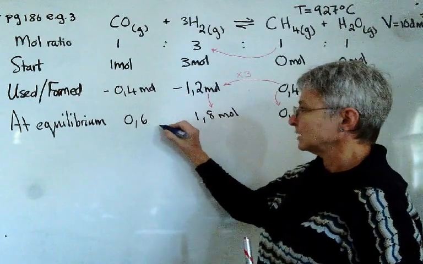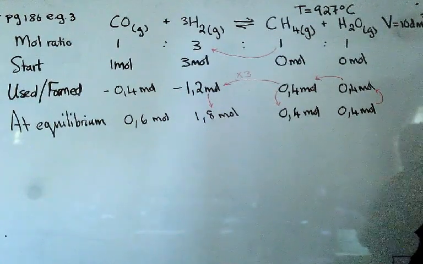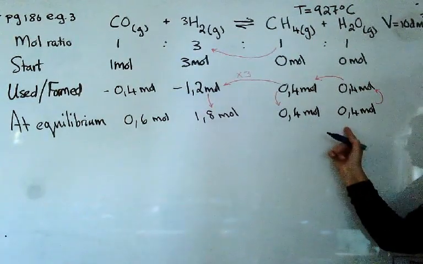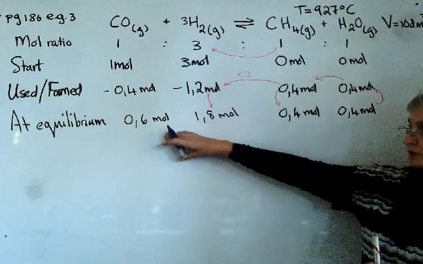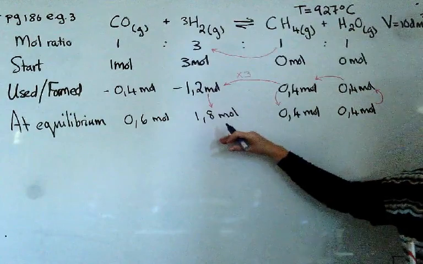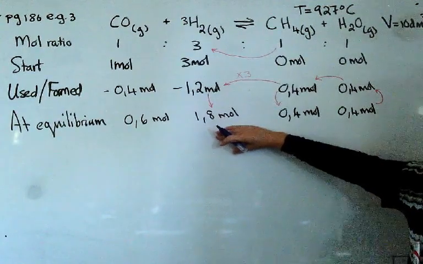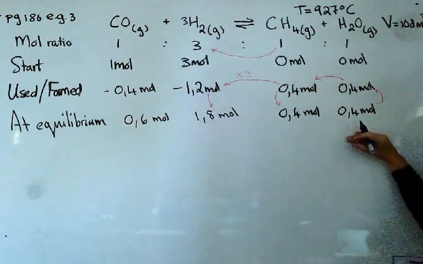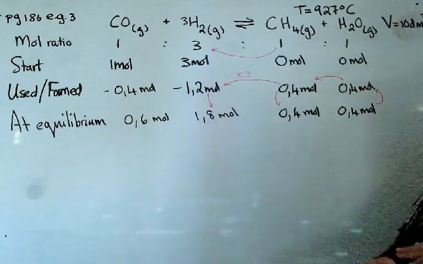Okay. So the question asked us, calculate the molar composition of the equilibrium mixture. So do we have the molar composition of the equilibrium mixture? Yes, we do. At equilibrium, we'll have 0.6 carbon monoxide in that container. Remember, it's a sealed off container at constant temperature, and we'll have 1.8 moles of hydrogen, 0.4 moles of methane, and 0.4 moles of water. Everything is gaseous, so it is a homogeneous reaction mixture.